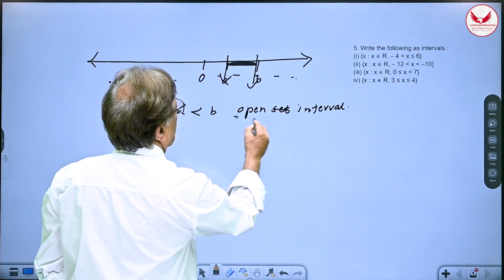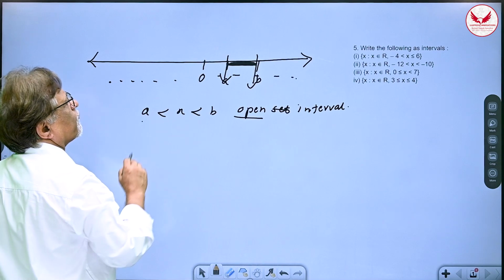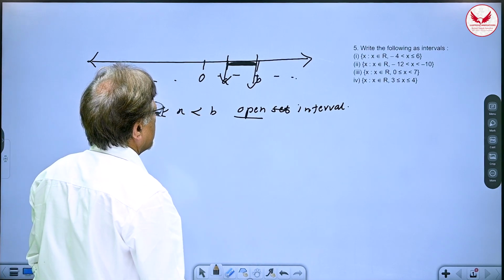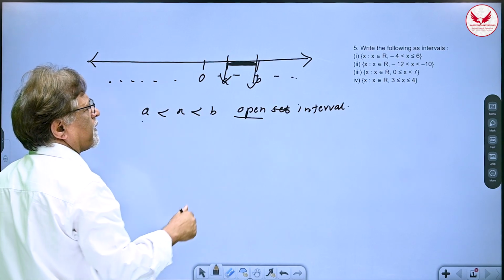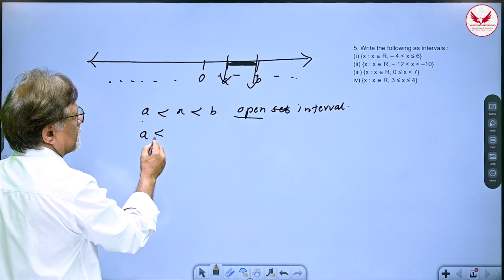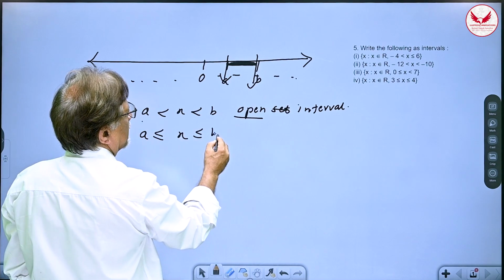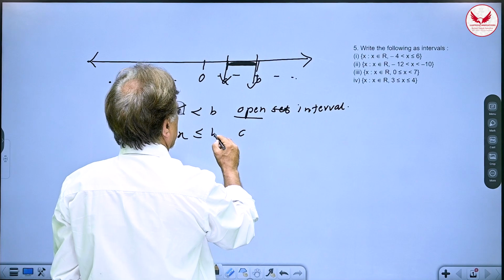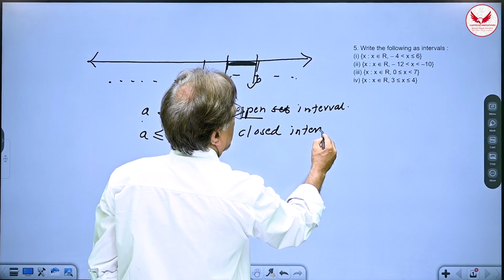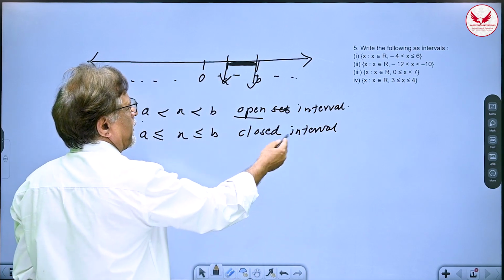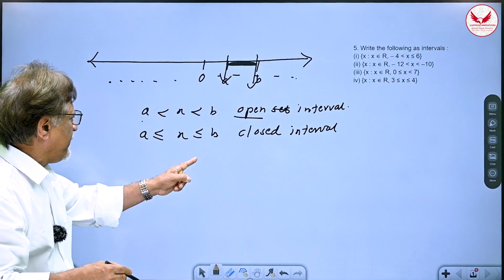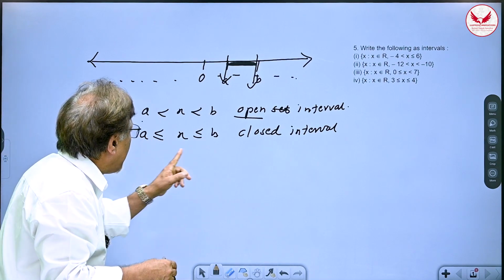Now, why is it called open? Because the boundary is not included. The boundary element here is A and the boundary element here is B. So those elements are not included. That is why it is called an open interval. But if I include them, like this, then it is called a closed interval. Again, remember, it is called an interval because every real number from A to B has to be there, and even A and B have to be there.